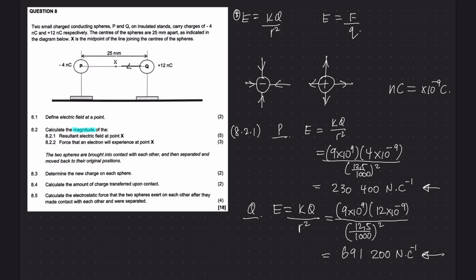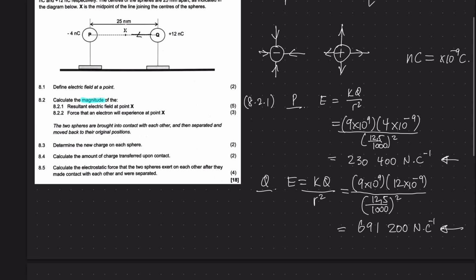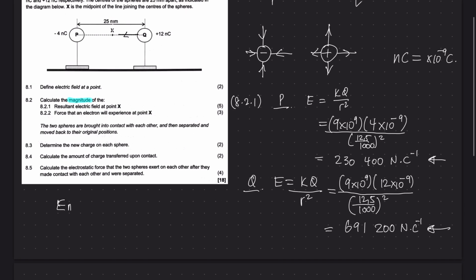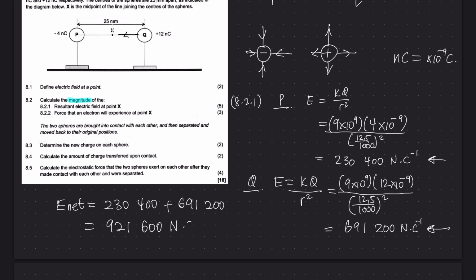So you can see that both these electric fields point to the left. So if you want the E net, the E net is just simply going to be the sum of them. So it's going to be 230,400 plus 691,200, and that's equal to 921,600 N/C. Now, we don't need to include the direction here since they only ask for the magnitude.